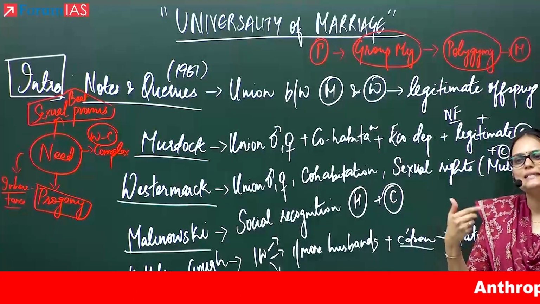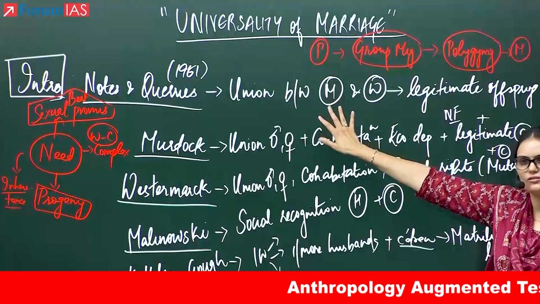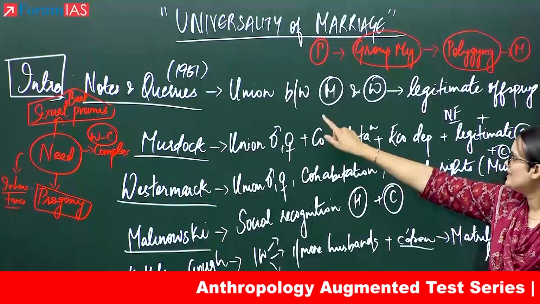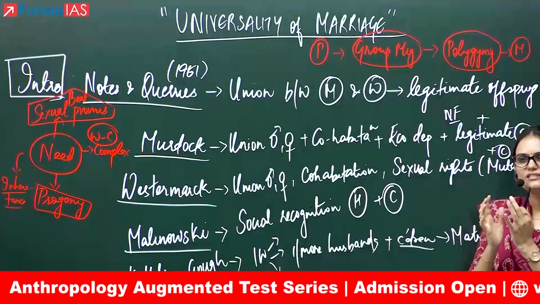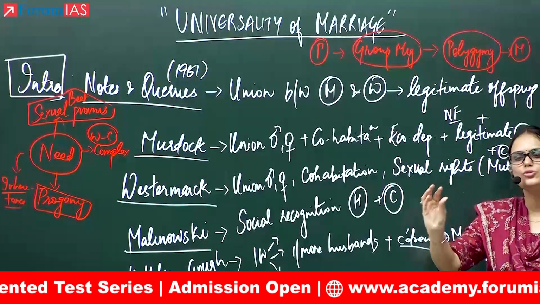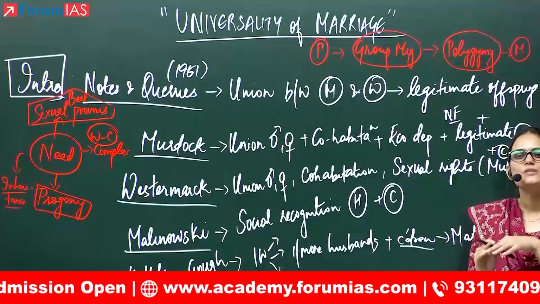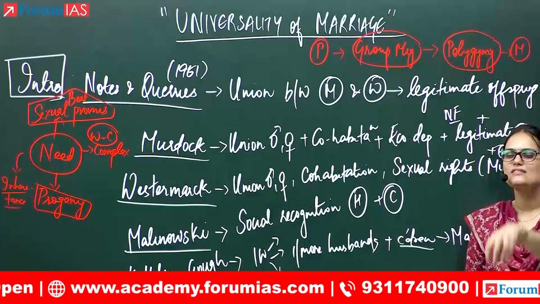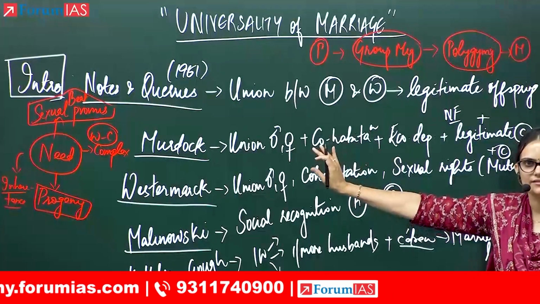The most acceptable definition, if you ask me today, is the Notes and Queries definition, which was given in 51, that marriage is a union between a man and a woman. And what is the reason for that union? To have a legitimate child who has a social place in the society and has inheritance right. So ideally, jo perspective marriage ka, it all boils down to having a child. This is what this definition says.